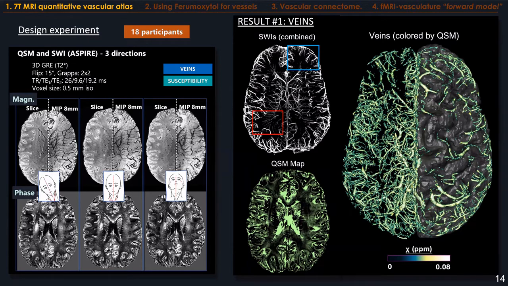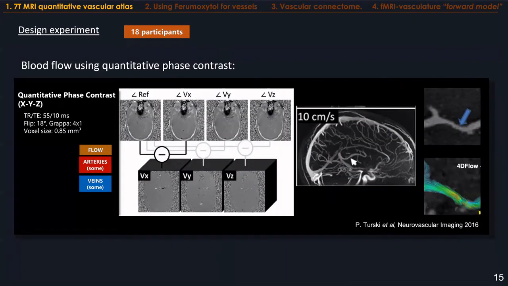After that, like I mentioned earlier, we also did a quantitative phase contrast acquisition to get the blood velocity at each segment of the vasculature, mainly the arteries. This acquisition is quite long, but at 7 Tesla, because of the capacity of the 7 Tesla, we can go quicker. And so we included this analysis, but like I said, the flow is going to be included in the atlas, but we won't really use it for now.